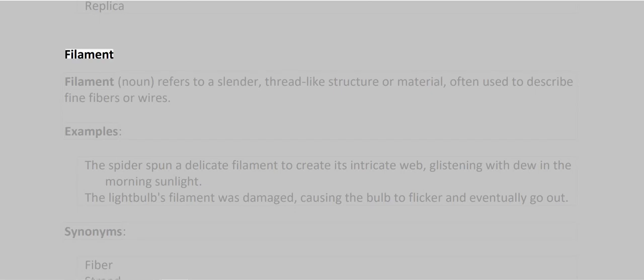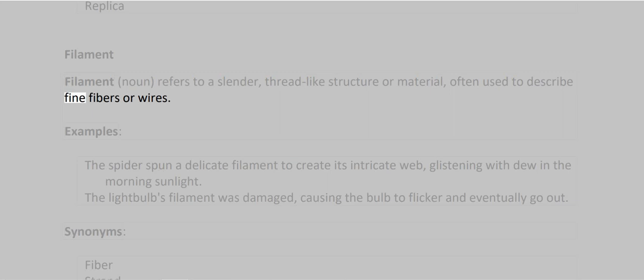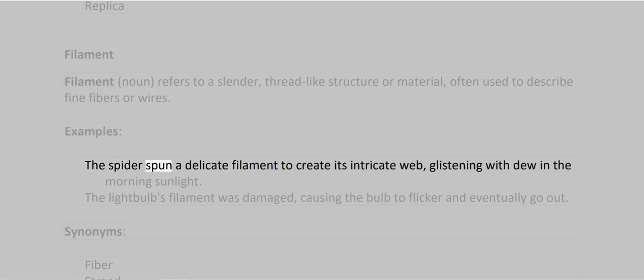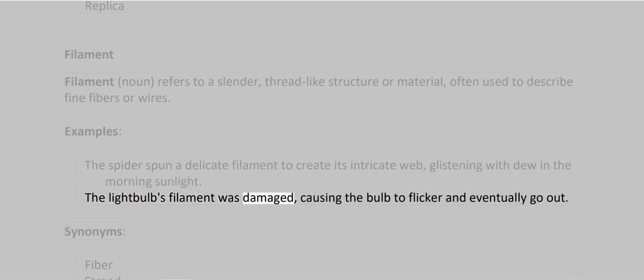Filament. Filament, noun, refers to a slender, thread-like structure or material, often used to describe fine fibers or wires. Examples. The spider spun a delicate filament to create its intricate web, glistening with dew in the morning sunlight. The light bulb's filament was damaged, causing the bulb to flicker and eventually go out.